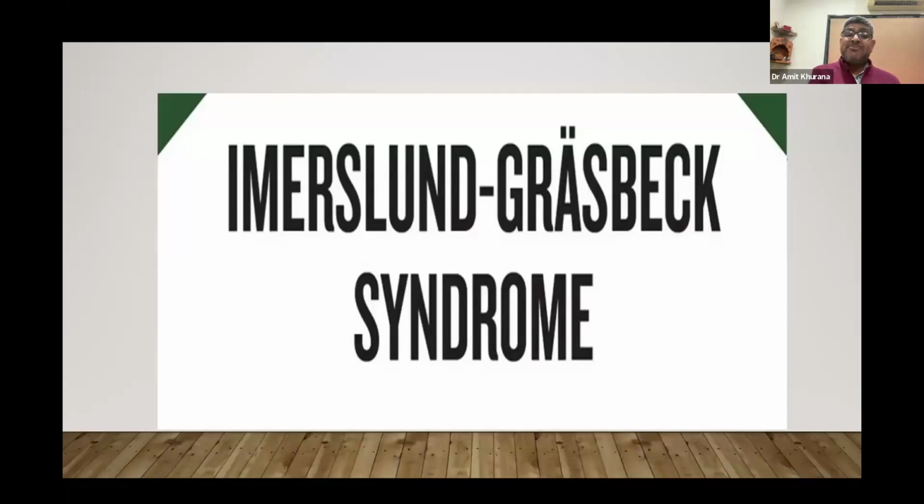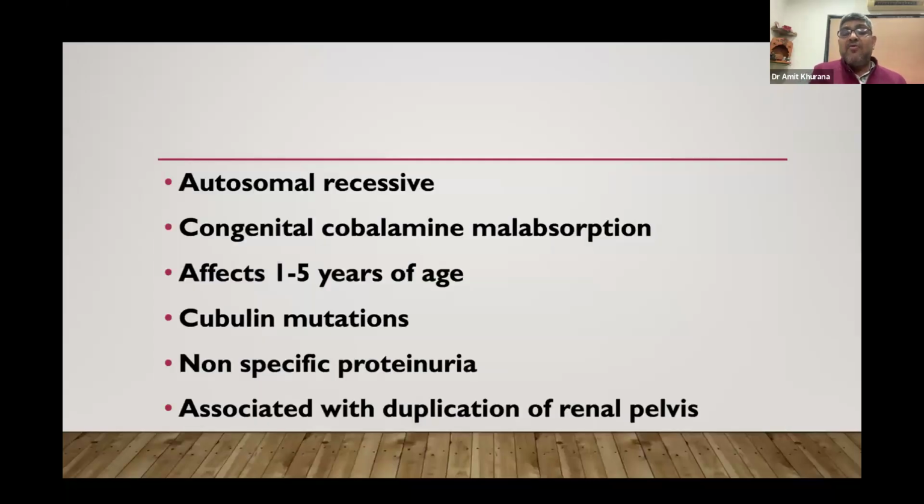And this is known as Imerslund-Grasbeck syndrome. This is a very important condition which every hematologist and every pathologist must know. What is it? It's an autosomal recessive condition where you get this congenital cobalamin malabsorption. It affects the children between 1 to 5 years of age.